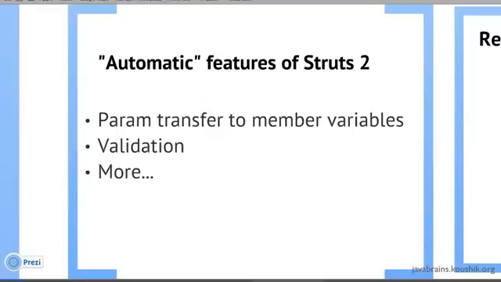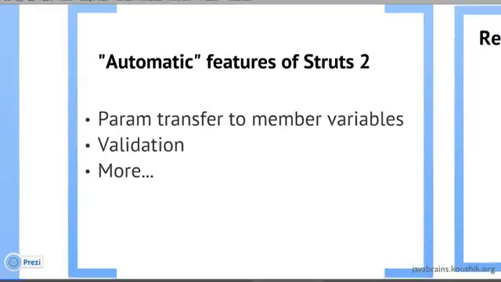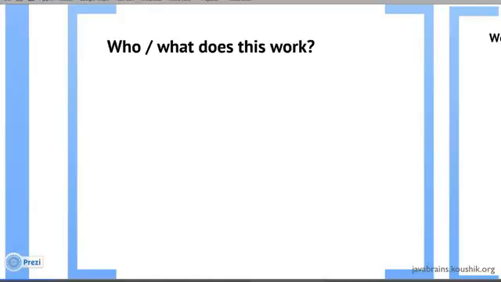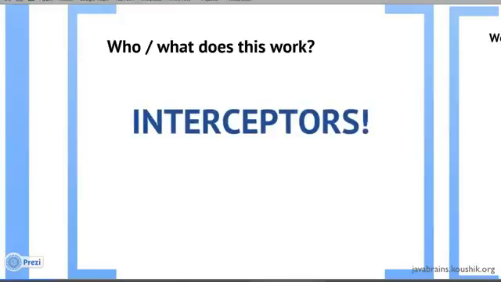But then the question is, who is actually doing all that, right? Who or what does all the work? We don't really bother about it because it's taken care of for us, but it's a good thing to understand what's happening there so that we can write our own out-of-the-box features that we use everywhere in our application. So the answer, of course, is interceptors, if you haven't guessed already. Interceptors come with Struts 2, and a lot of these quote-unquote automatic features are actually implemented in the framework by using interceptors.